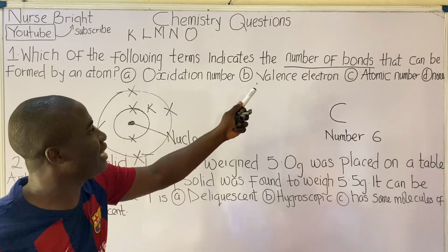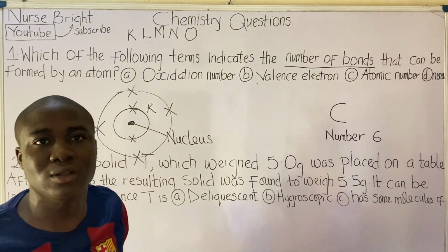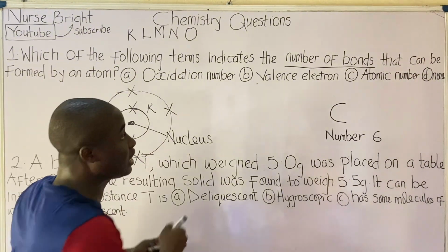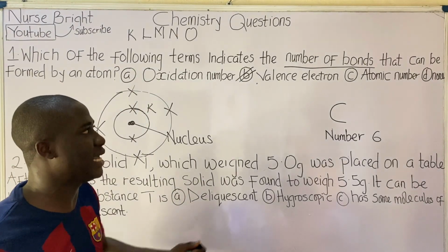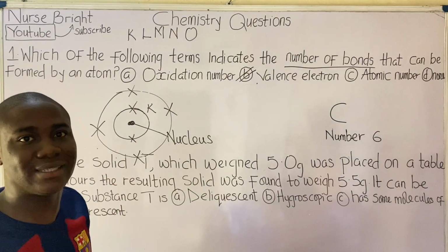So now they are asking, is it valence electron that determines the number of bonds an element should have? Yes, it is actually valence electron. The answer is option B, but I will explain. It's not just me saying that it's valence electron. I have to tell you why it's valence electron.